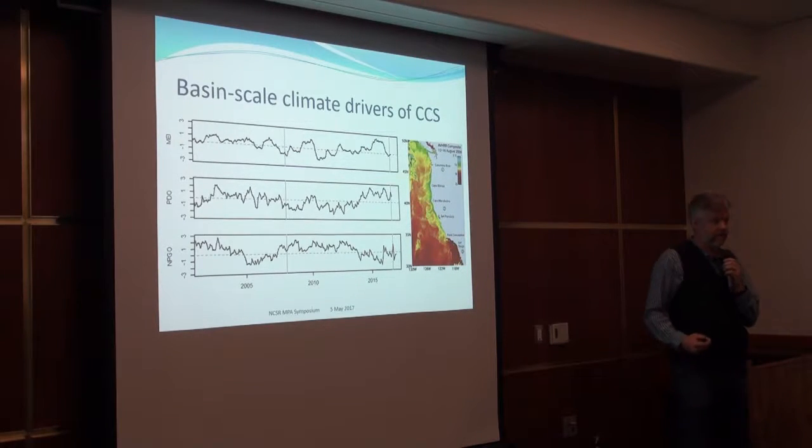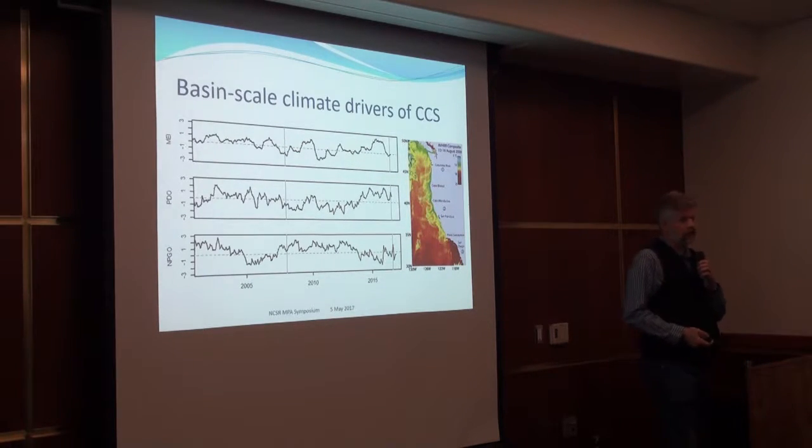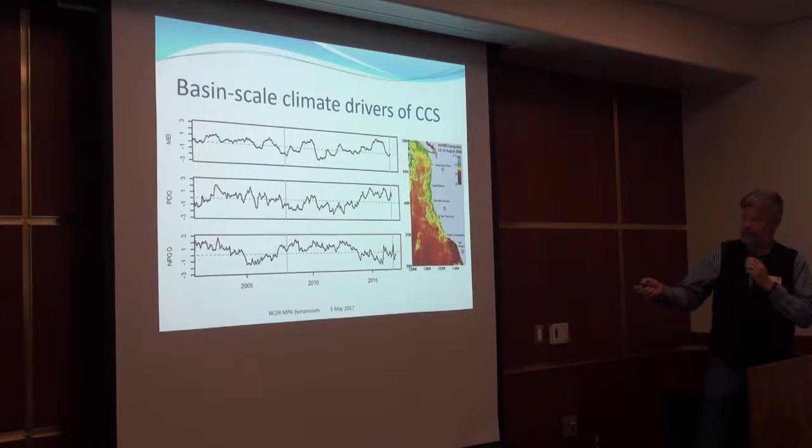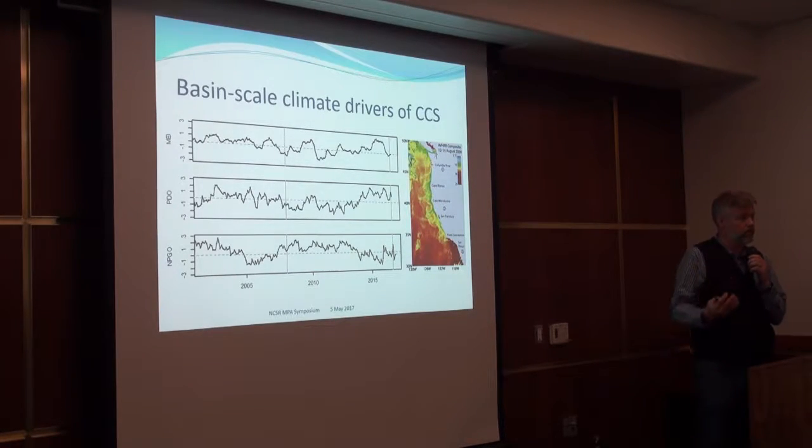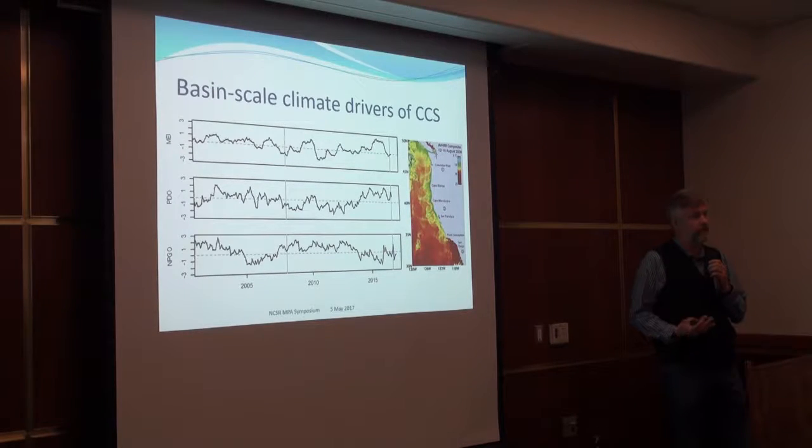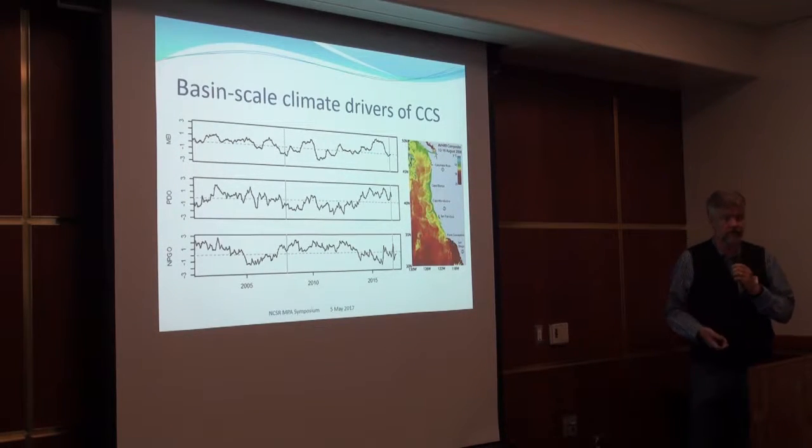So there are indices of how strongly the California Current is flowing. If the California Current is flowing strongly, it's bringing cold water from the north. It also tends to correspond with strong upwelling, and so it's cool, productive conditions.